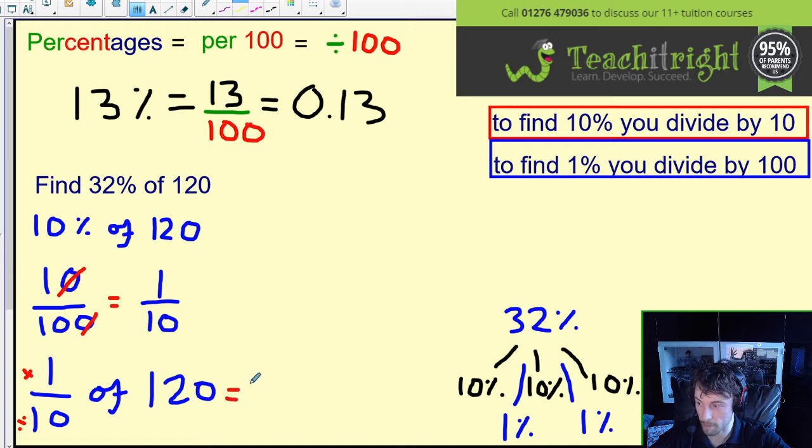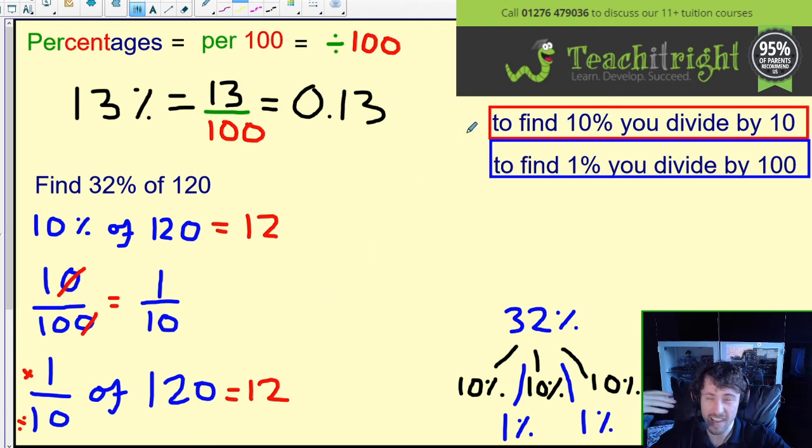Dividing by 10, I can remember that. I can do that with relative ease. It's 12. But I said earlier that these are all equal. They all mean the same thing. So that must mean that 10% of 120 is also 12. So I'm also dividing by 10. How cool is that? So this step alone means that, if you remember that you can convert your percentages to a fraction, you can work out what you have to divide by to get the answer.